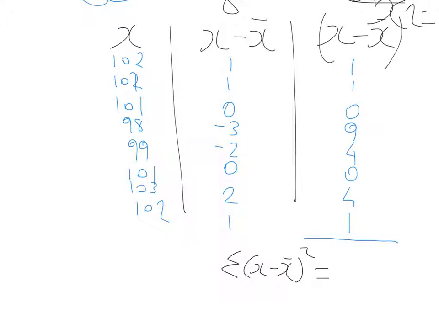I then total this column up to get this sigma x minus x bar all squared, and that just means total up. So 1 plus 1 is 2, plus 0 is still 2, plus 9 is 11. 11 plus 4 is 15, 15 plus 0 is 15, plus 4 is 19, plus 1 is 20.